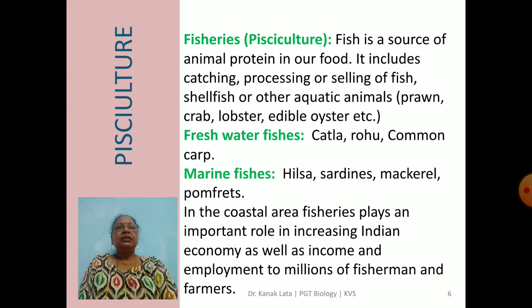So this pisciculture includes processing or selling of fish, shellfish or other aquatic animals like prawn, crab, lobster, edible oysters, etc. So these are some aquatic animals which are cultured. So they are called as pisciculture. Different types of fishes are present in different water. First is freshwater fishes, and Catla, rohu, common carp belong to freshwater fishes.